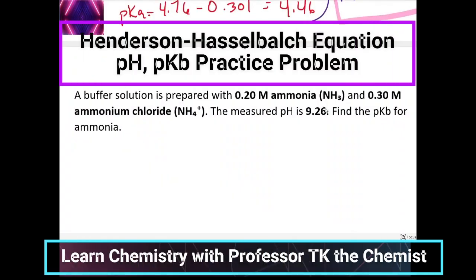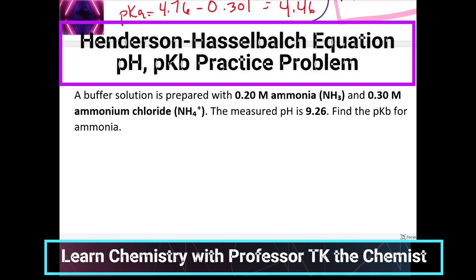A buffer solution is prepared with 0.20 molarity ammonia, NH3, and 0.30 molarity ammonium chloride, NH4. Hint: NH4 is in parentheses for a reason. The measured pH is 9.26. Find the pKb for ammonia. All right, so what do we have to do with this problem? What do you think we have to do?